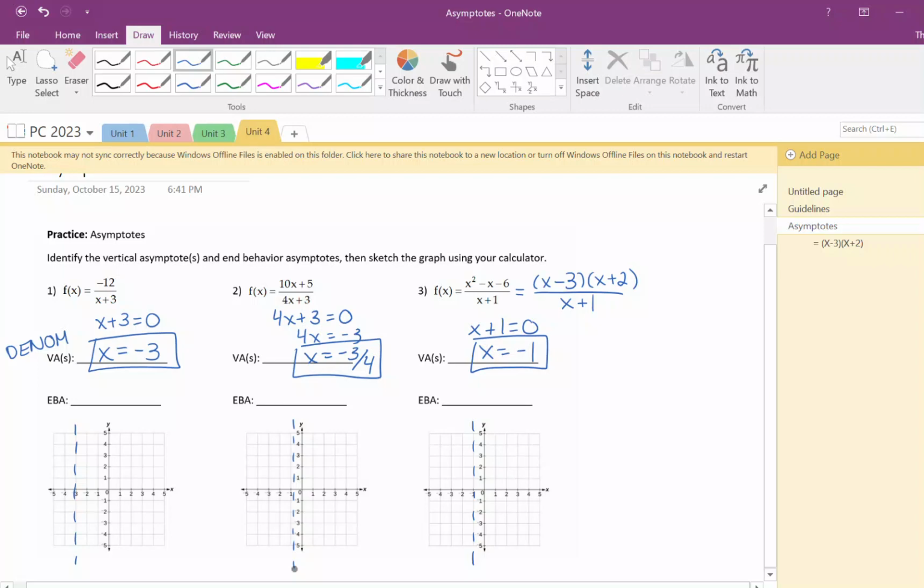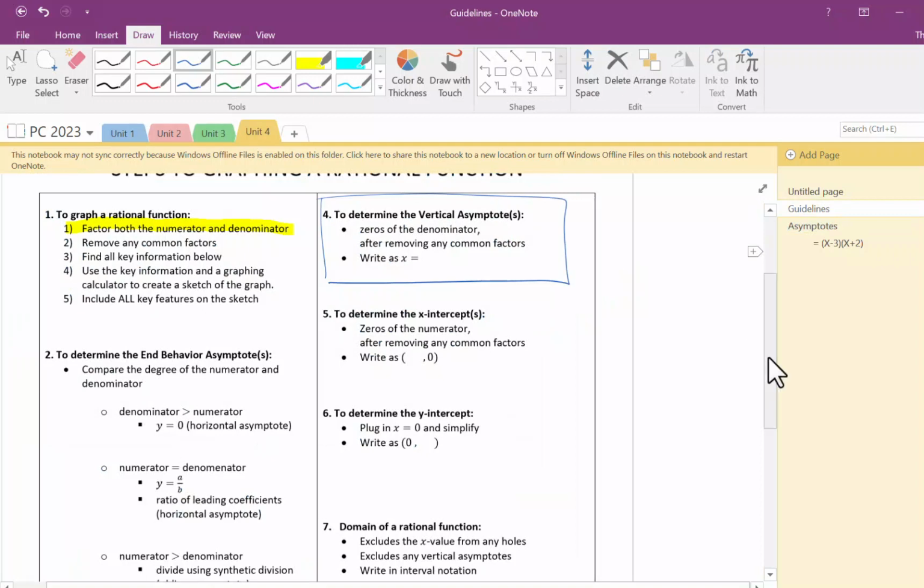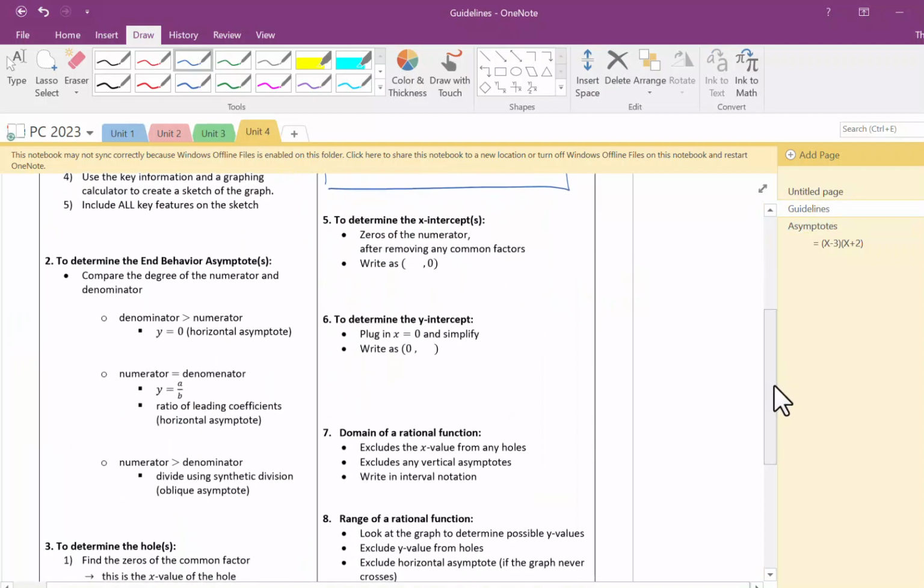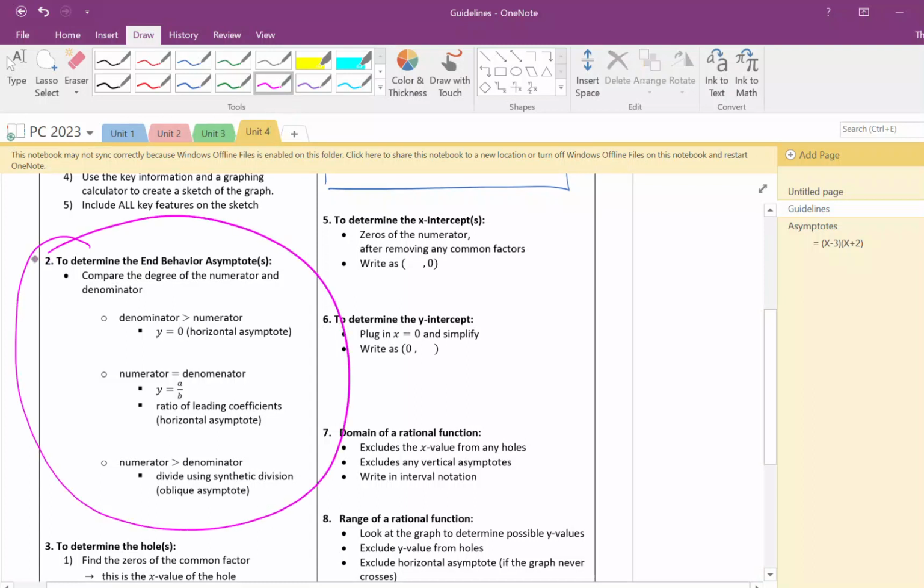Okay. Now we have these end behavior asymptotes. So our end behavior asymptotes, that's step number 2 right here, has to do with the degree of the numerator and the degree of the denominator. Okay, and there are 3 situations, right? The denominator degree could either be bigger, equal, or less than the degree of the numerator, right? And depending on which situation, that tells you what the end behavior asymptote is going to be.